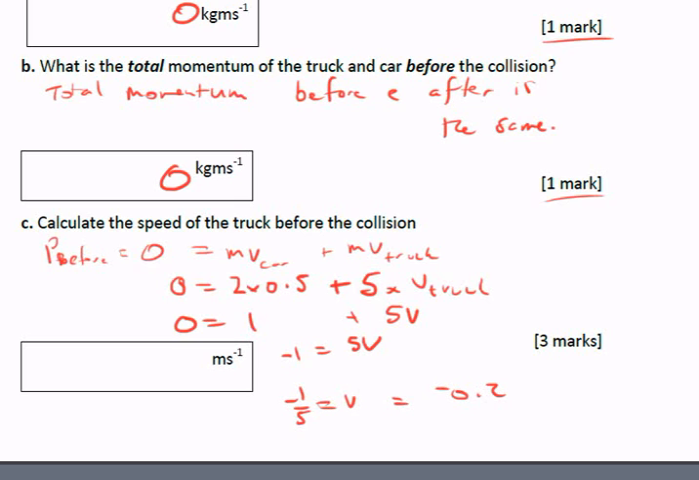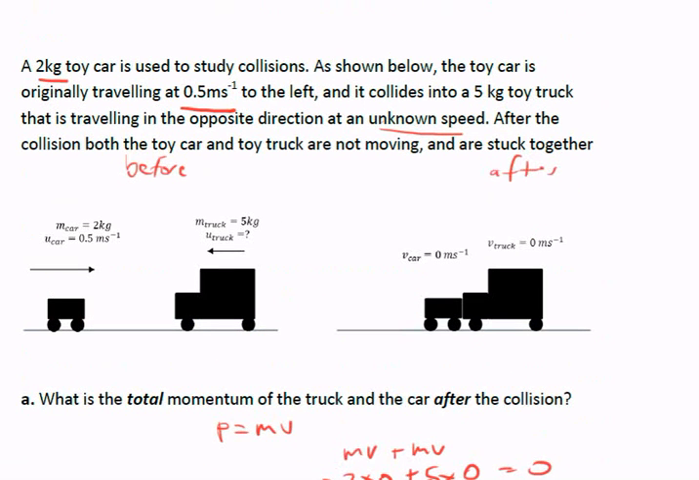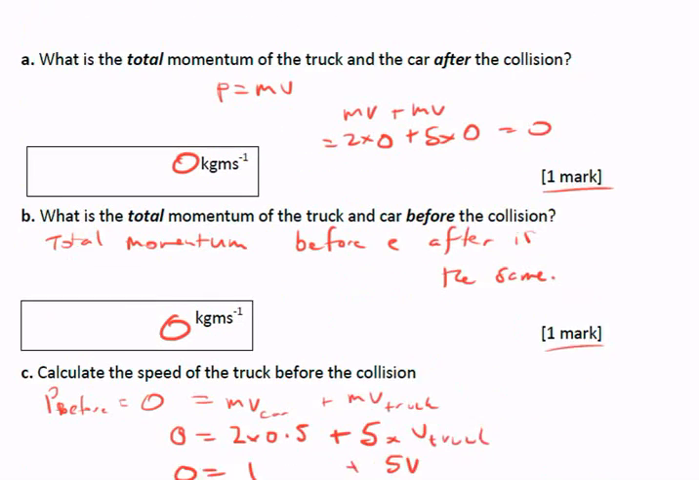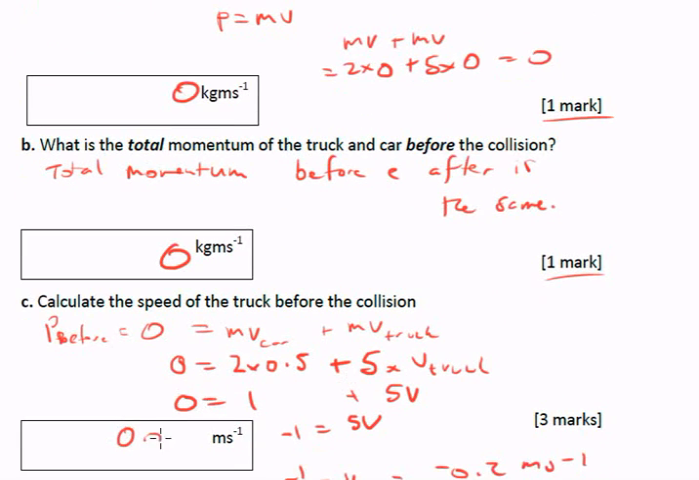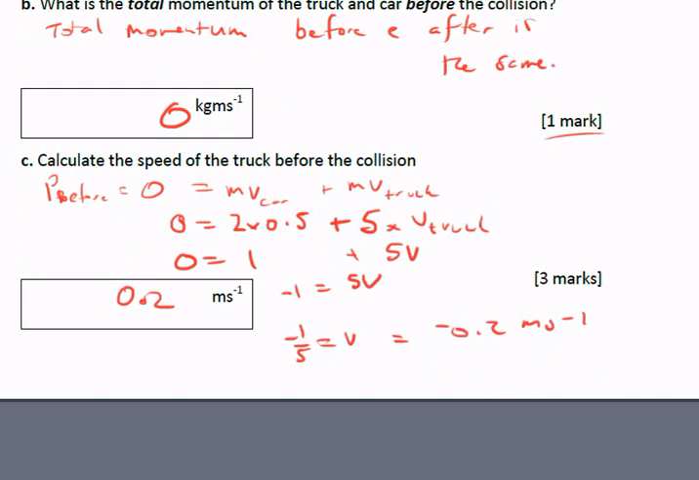Why is it negative? Meters per second. It's negative because this one's going this way, which is the positive direction. This one's going the other way, so that's the negative direction. And it's 0.2 in that direction. So we can write that down, 0.2, and maybe we'll just put to the left. That's what the negative means. Alright, next question.